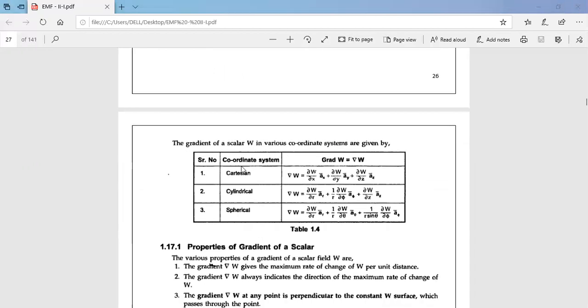So say your vector is W, right? In Cartesian, it will be the differential of W with respect to x, ax, plus the differential of W with respect to y, ay, plus the differential of W with respect to z, az.